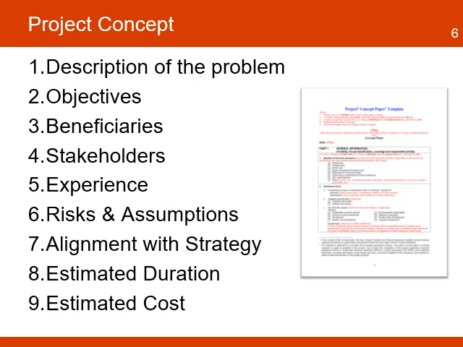The typical components of the project concept will include a description of the problem, the objectives, the beneficiaries, the stakeholders, the experience of the organization, any risks and assumptions, the alignment with the strategy, and some estimates on the duration and the cost.